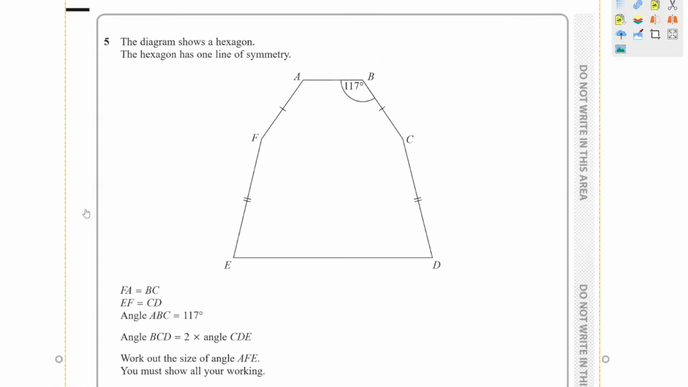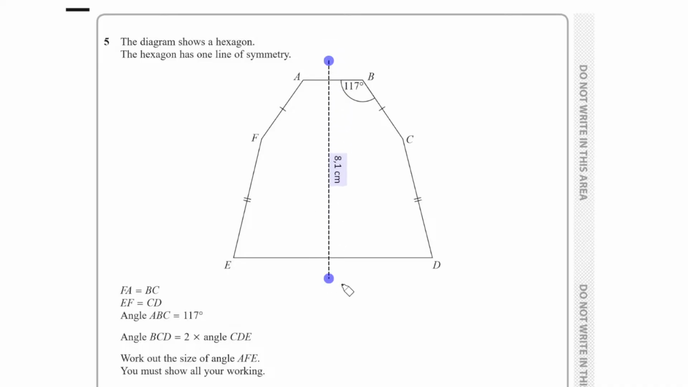So here for question 5, we have the diagram shows a hexagon. The hexagon has one line of symmetry, which you can see would be roughly down the middle, wouldn't it? Somewhere about here. They've told us, and obviously you can see on the diagram, FA is equal to BC and EF is also equal to CD. And then the angle ABC is 117. We've got that to start with.